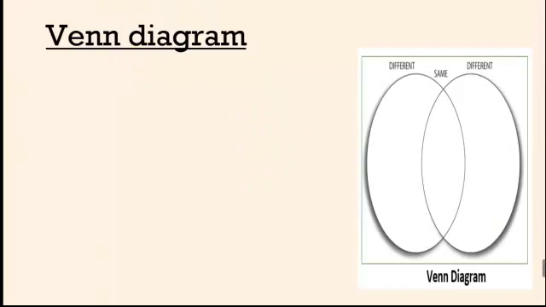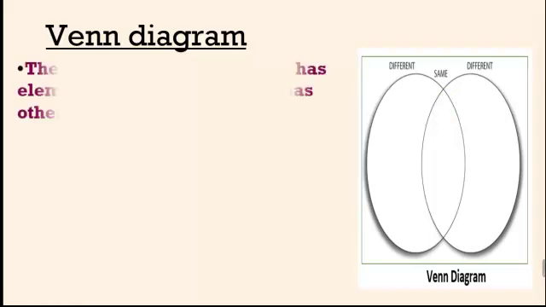This is the Venn diagram. What can you see in this shape? I have two circles, and they intersect. What is the meaning of intersect? They are overlapping. They meet at this area. That means this area will have common things between them.